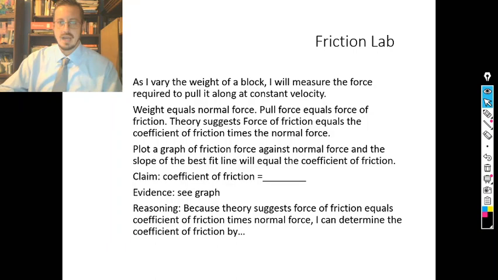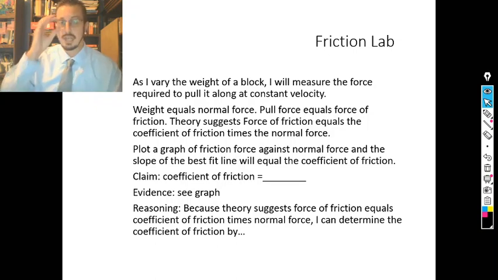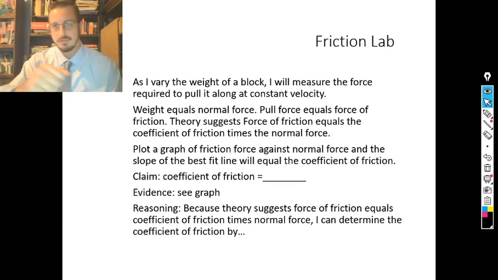Now we're going to consider now that the weight is going to equal the normal force. So the weight acting down will be balanced by the normal force acting up. And the strength with which we pull the block across, the force that we pull it with, will equal the frictional force acting against it, because we're going to pull the block with constant velocity. Constant velocity means no acceleration, and no acceleration means the net force is zero. So even though we're supplying a force in one direction, there must be an opposing force with the same magnitude acting against it, because there's no acceleration.